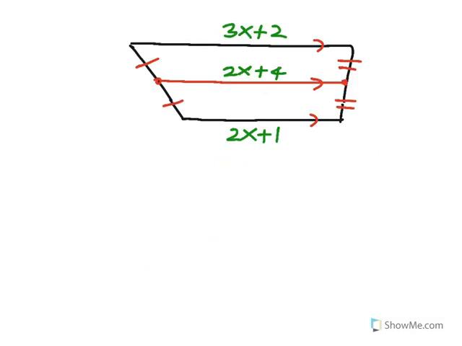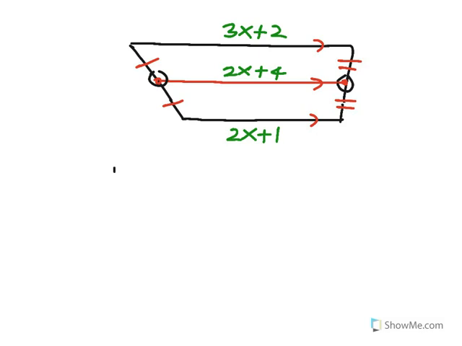I have two pairs of parallel sides, and I've got a median going through it because it does connect the midpoints of both these sides of the trapezoid. So I have to find x.